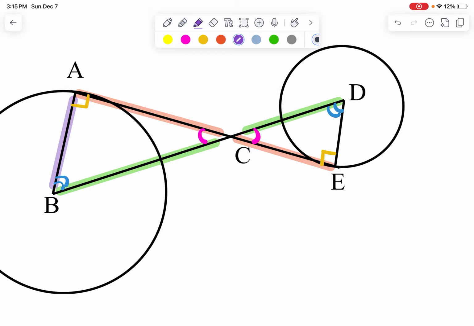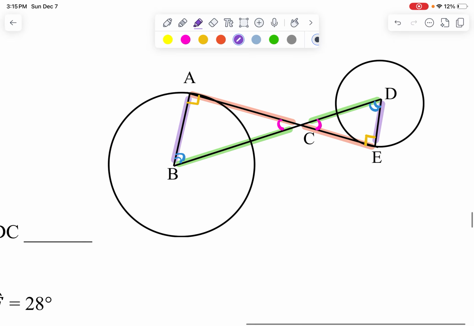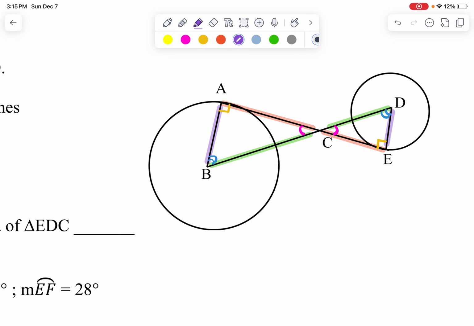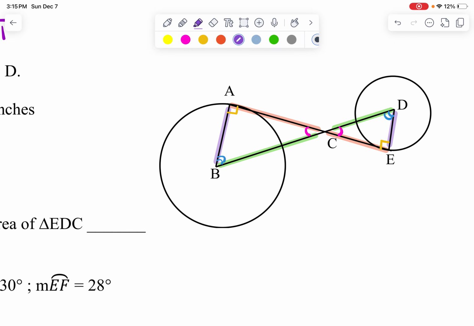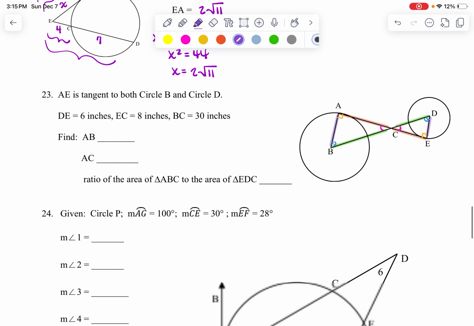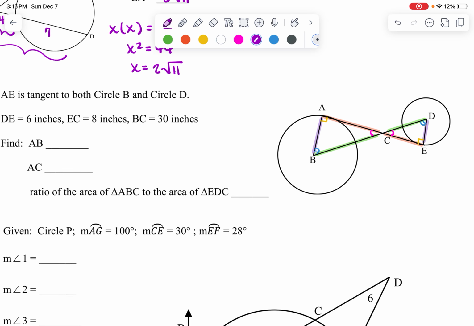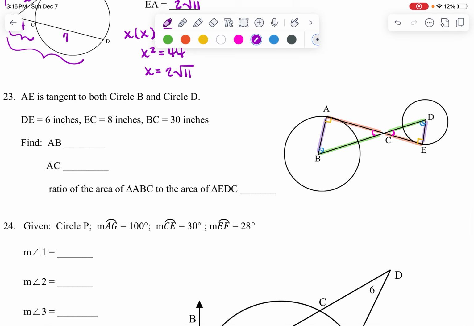And then I know this side between the yellow box and the double blue arcs, they have to be corresponding sides. So I like to highlight those to make sure, because obviously I'm going to be setting up a proportion, right? That I'm going to get the correct sides matched up with one another. Because that's usually where people go wrong on these problems. All right, so here we go. So DE is 6, and EC is 8, and BC is 30.